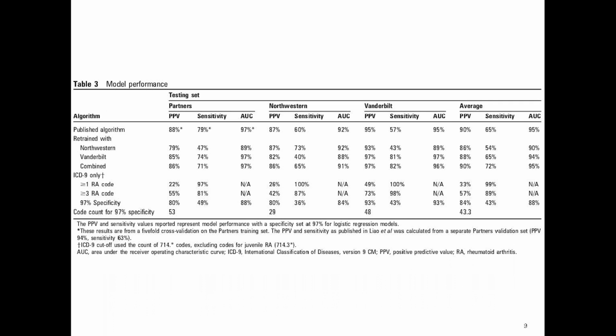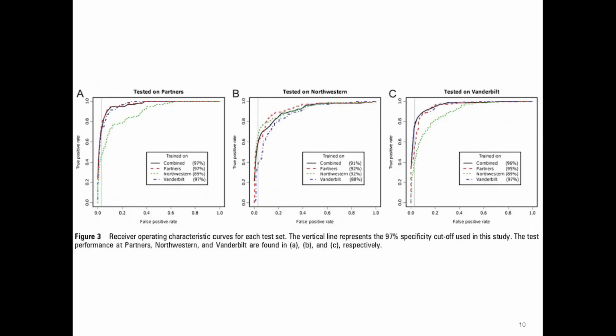But this is interesting, and if you plot the ROC curves, what you see is that training on Northwestern data and testing on either Partners or Vanderbilt data was not so good. But training on either Partners or Vanderbilt data and testing on any of the others turned out to be quite decent, right? So there is some generality to the algorithm. All right, I'm going to switch gears for a minute.